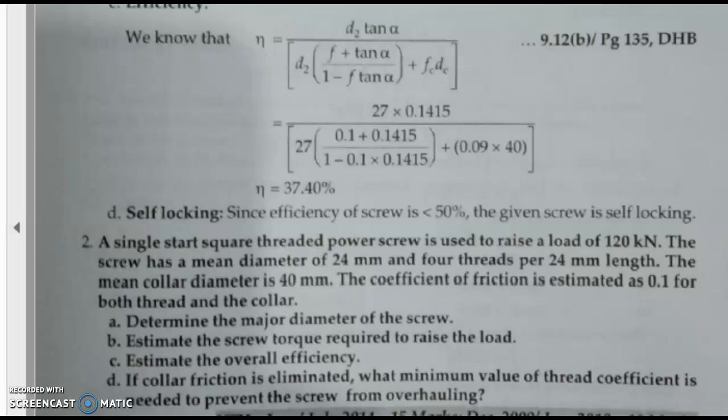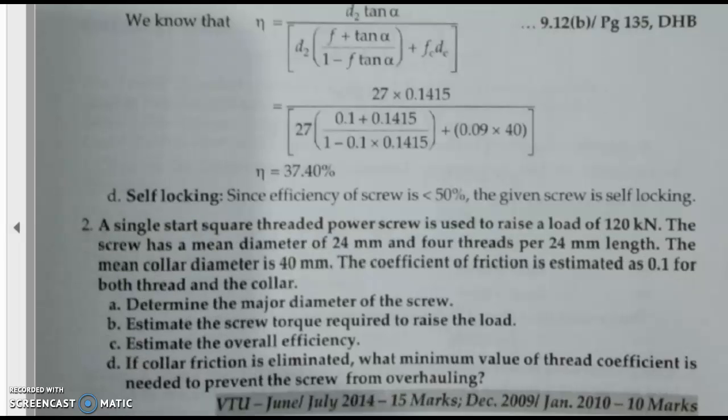Second one, estimate the screw torque required to raise the load. Again, TL they are asking, TR. Then estimate overall efficiency. Then the fourth question: if collar friction is eliminated, what is the minimum value of thread coefficient of friction needed to prevent the screw from overhauling?